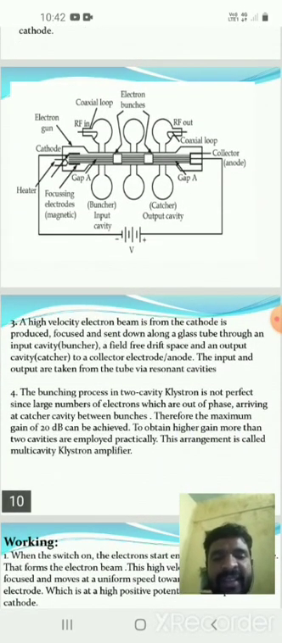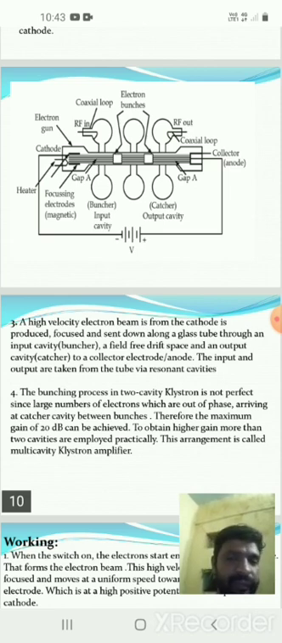A high velocity electron beam is produced from the cathode. It is focused and sent down along the glass tube through an input cavity, the buncher, a field-free drift space, and the output cavity, the catcher, to the collector anode. The input and output are taken from the tube via resonant cavities.